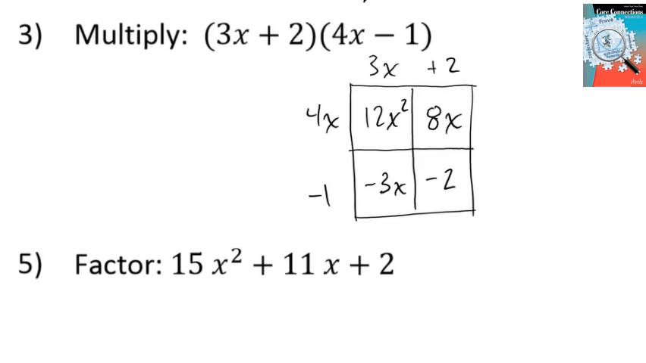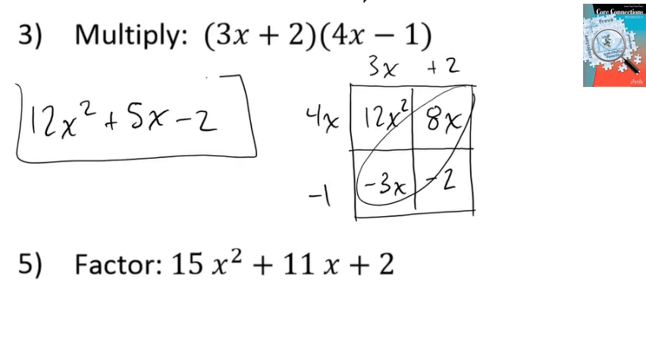So when I combine these pieces, I get that the product would be 12x squared. And you can see I'm combining a negative 3x and a positive 8x. So that would be plus 5x and then minus 2. So this is the product of these binomials.